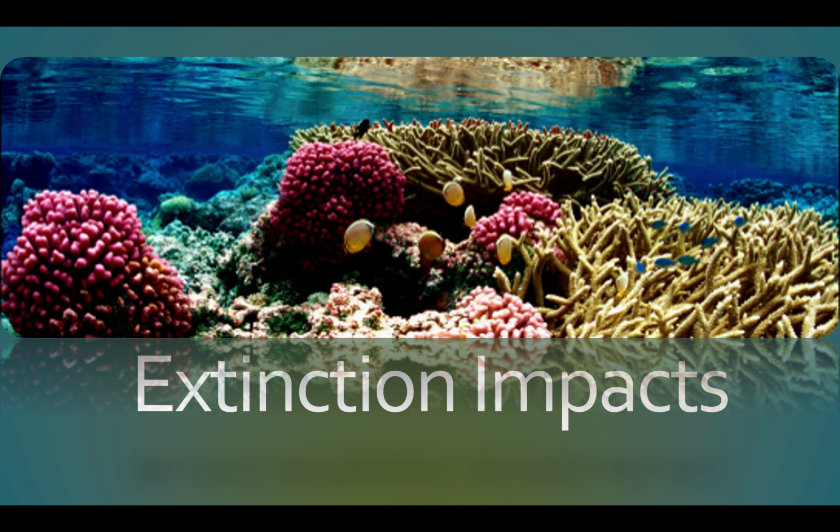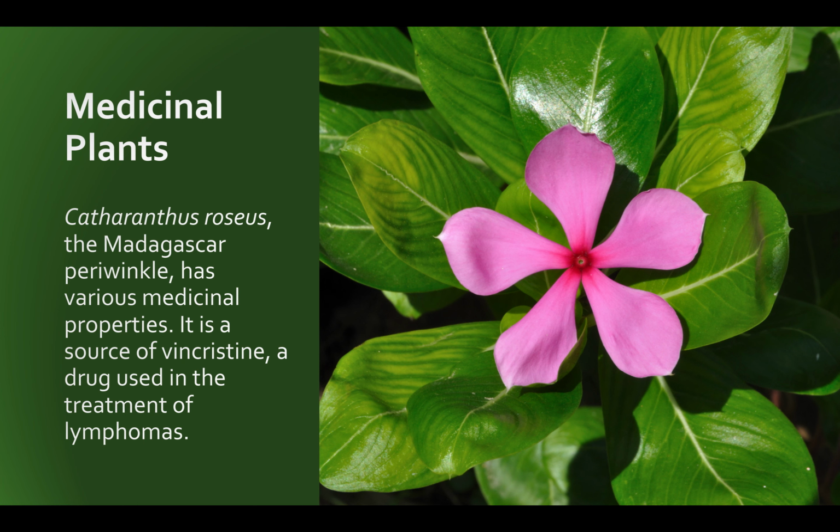So now let's talk about some of the impacts that extinction has on things that we even currently use today, but also the planet in the past. Here we have an example of a medicinal plant. This is what we call the Madagascar periwinkle. It has various medicinal properties. It's actually a source of what we know now as vincristine, which is a drug used in the treatment of lymphomas and cancer.